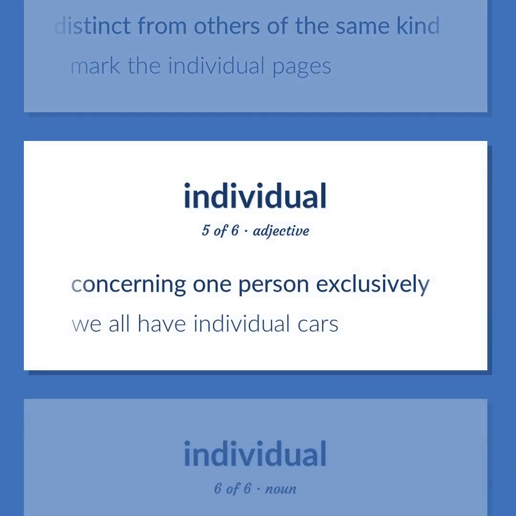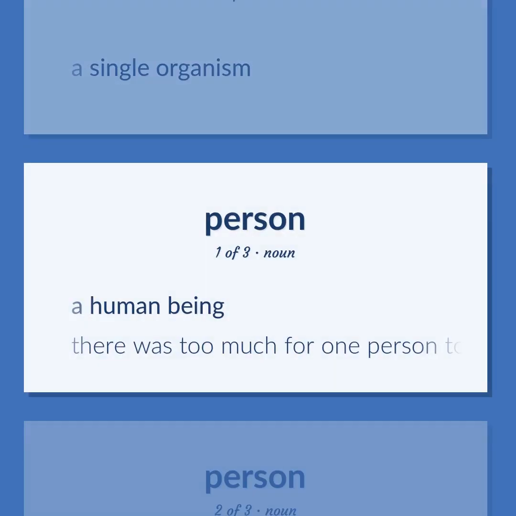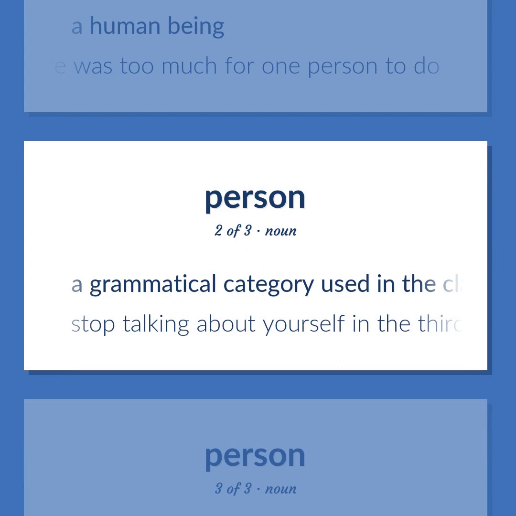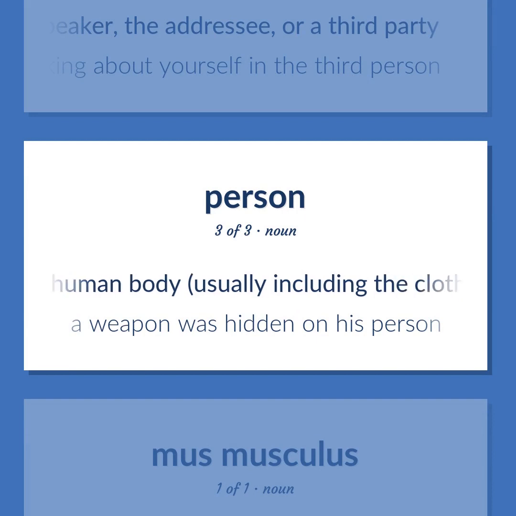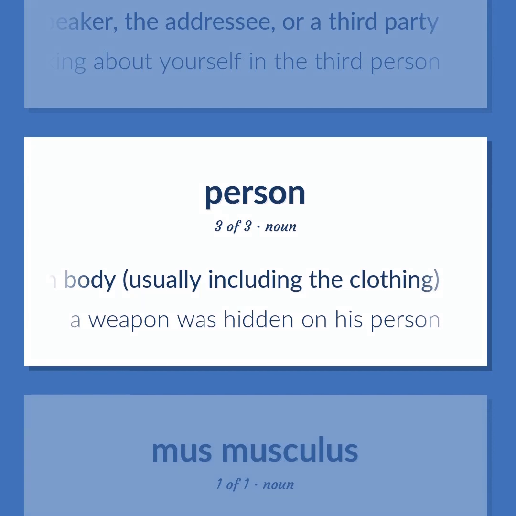Concerning one person exclusively. We all have individual cars. A single organism. A human being. There was too much for one person to do. A grammatical category used in the classification of pronouns, possessive determiners, and verb forms according to whether they indicate the speaker, the addressee, or a third party. Stop talking about yourself in the third person. A human body, usually including the clothing. A weapon was hidden on his person.